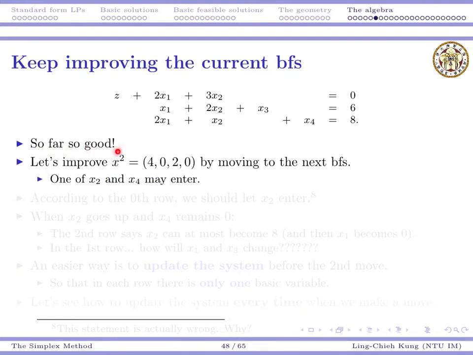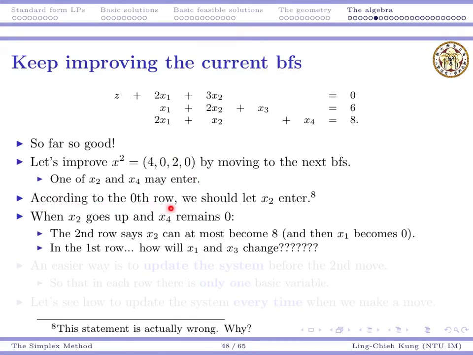So we have done one improvement, or one iteration. Now we have a new solution, x2 is 4, 0, 2, 0, another basic feasible solution, which is better. And now we want to move again. We want to see whether we may improve this solution further. One of x2 and x4 may enter, because they are non-basic variables, and we want to ask which one should we enter.